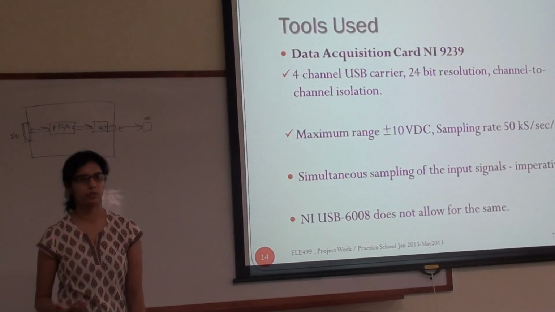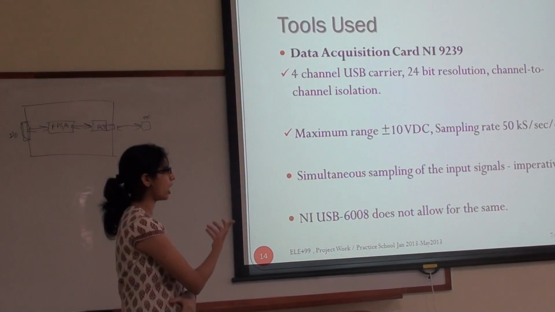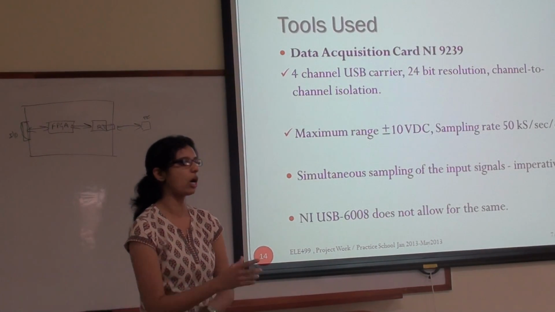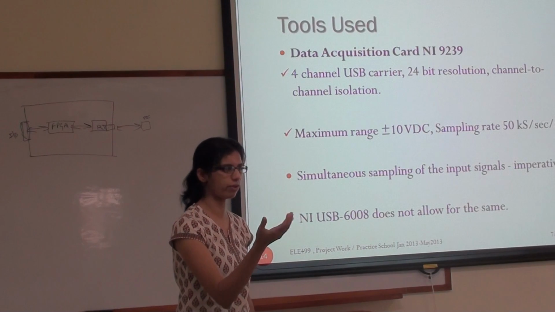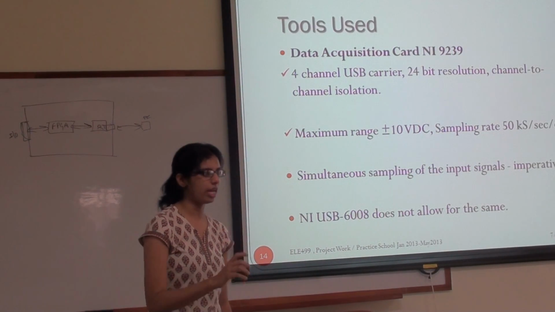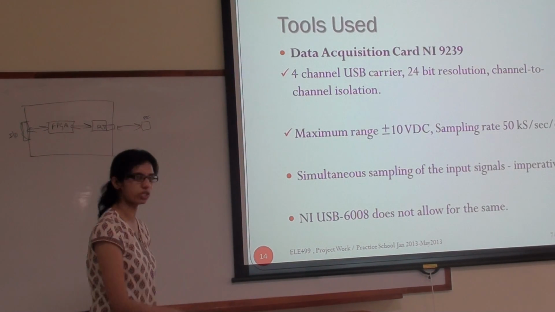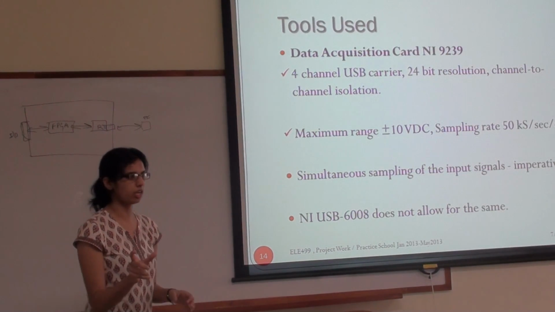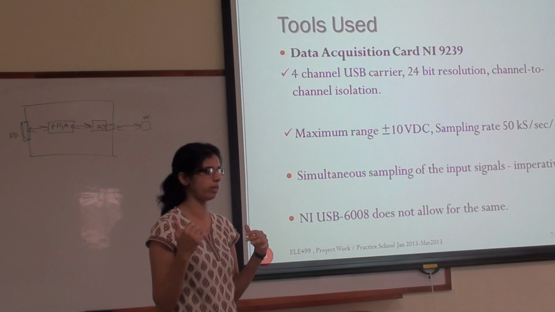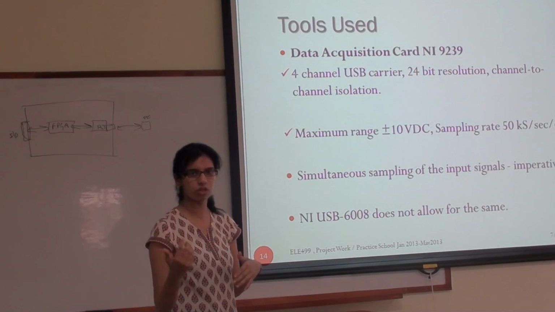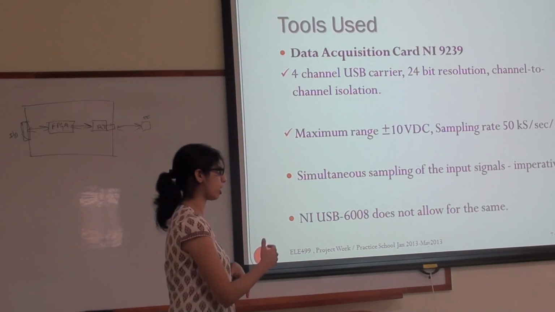I'll tell you how it is, because when we first started out with our project, we used the 6008 card, the NI 6008, the small white one. I think we are familiar with that now. That's the 6008 card we used initially. For a single signal, like if you're just taking a voltage signal, it's really good. It's ideal. It's inexpensive. You can use it for just a single signal acquisition.